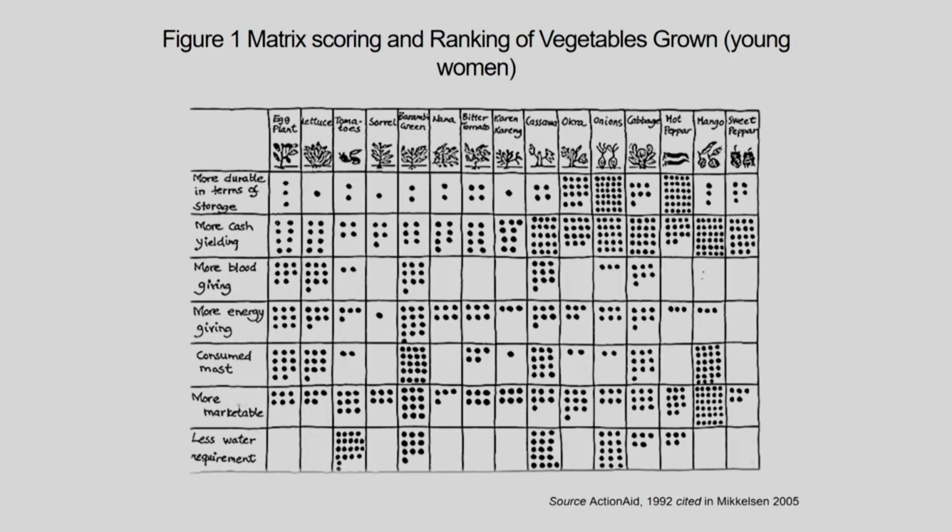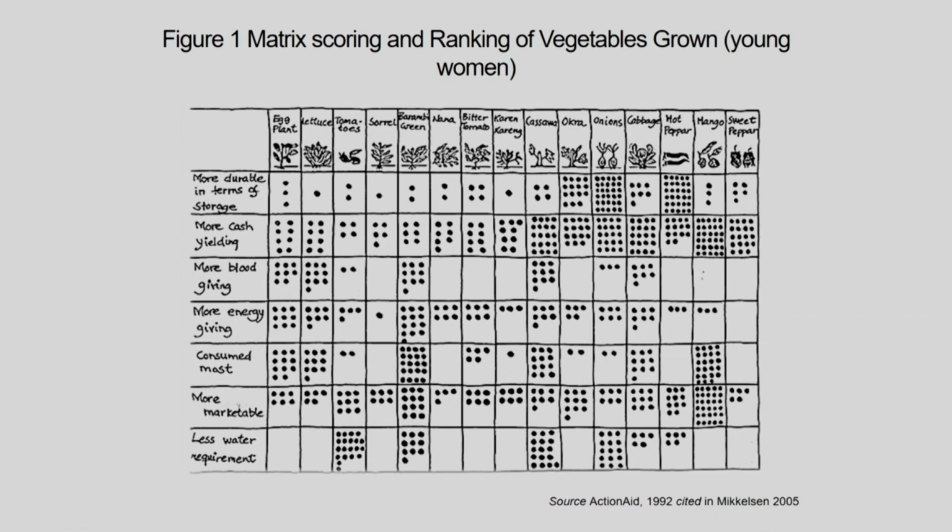If you look at this diagram very closely, you would see that this is in the form of a matrix where the criteria are shown on the y axis: more durable in terms of storage, more cash yielding, more blood giving, more energy giving, consumed most, more marketable, less water requirement. The vegetables here are eggplant, lettuce, tomatoes, sorrel, baramabi green. These are basically crops that are specific to the Gambian context, okra, onions, cabbage and so on.